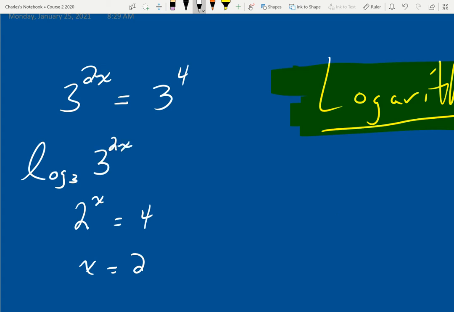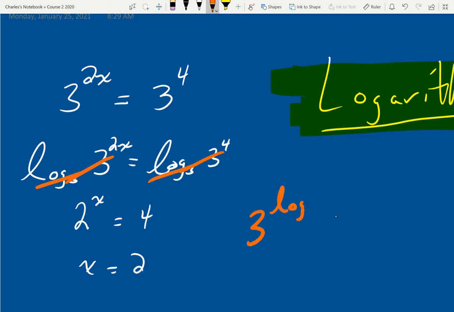So what I'm really doing here is I'm taking the log base 3 of both sides. And what happens with a log base 3 and a 3 to the is they cancel each other out. And the same thing would happen if I did 3 to the log base 3 of 10. Those two operations would cancel each other out and I'd get 10.